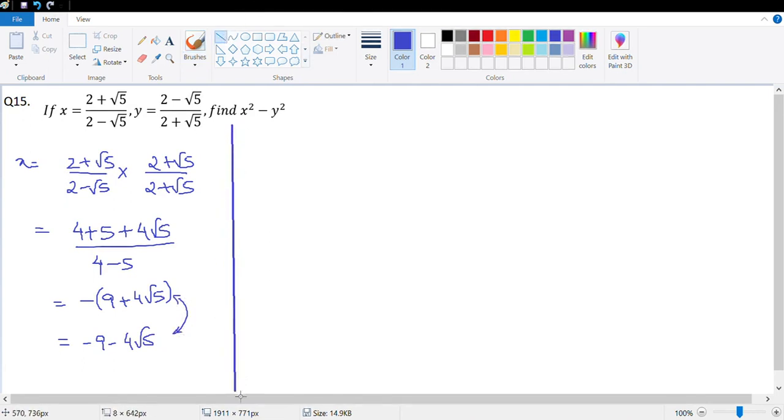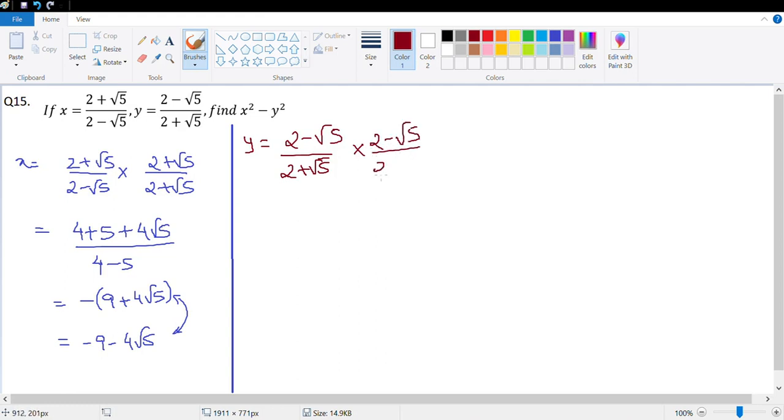Let's look at y now. So y is equal to 2 minus root 5 upon 2 plus root 5. Exactly the opposite of this. Basically, y is nothing but 1 upon x. So I could use the expansion formula, or let's try this question using the other method, which is let's rationalize and then calculate. This is 2 minus root 5.